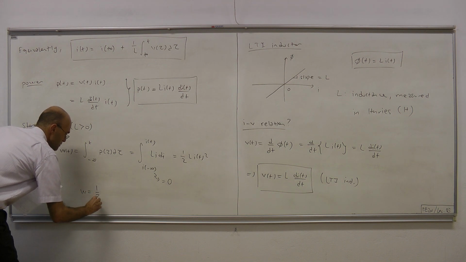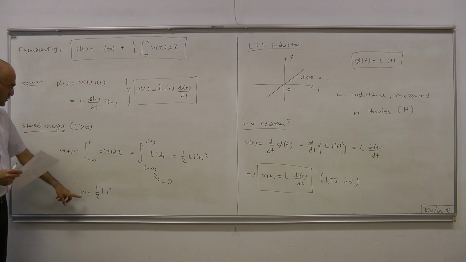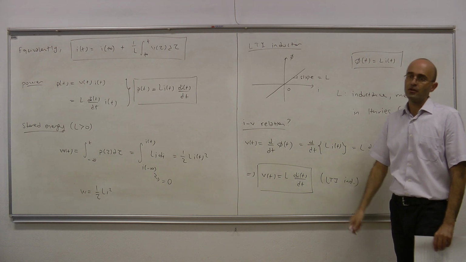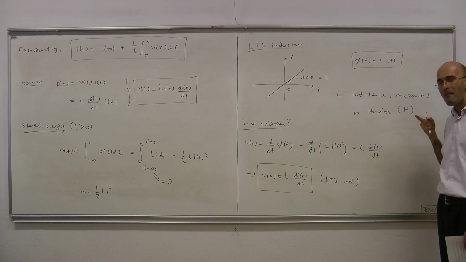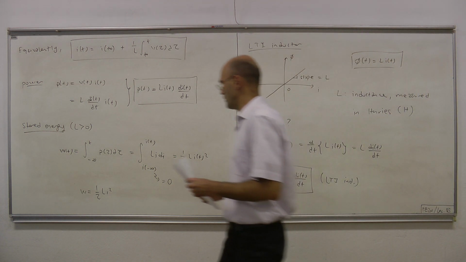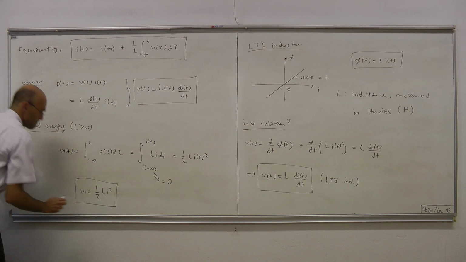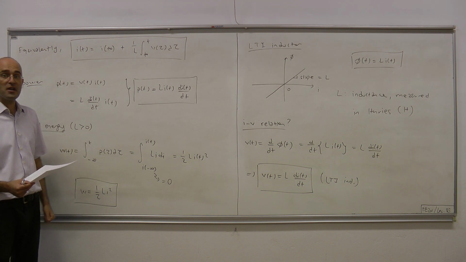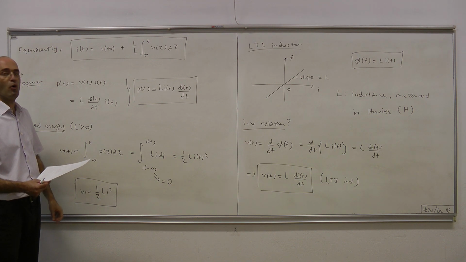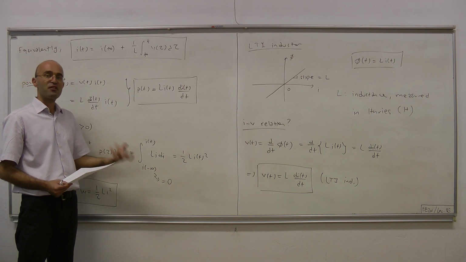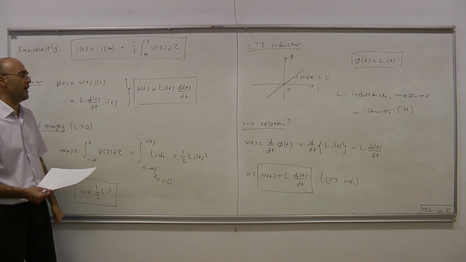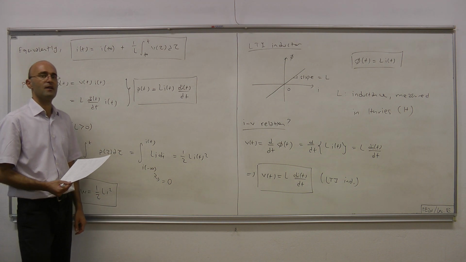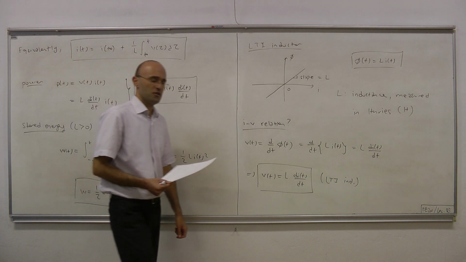So let's put that in a box because it's very important. Stored energy for an LTI inductor is proportional to the square of the current passing through the inductor at that particular time. That's more or less what we want to say about the LTI inductor at this moment. Later on, when we start dealing with circuits that contain LTI inductors and LTI capacitors, we will review all these and add certain new things to our findings. But for now, this should be enough as an introduction.